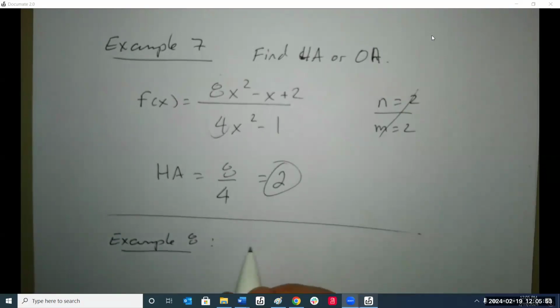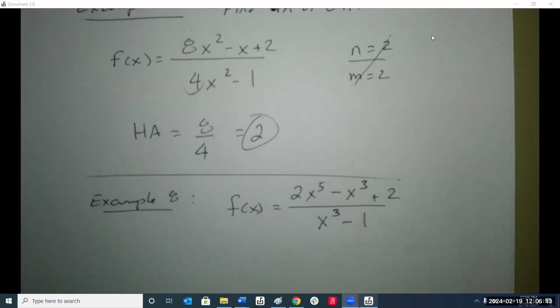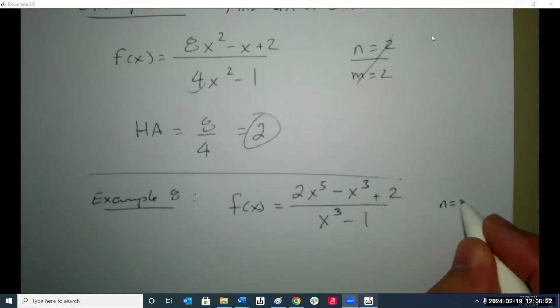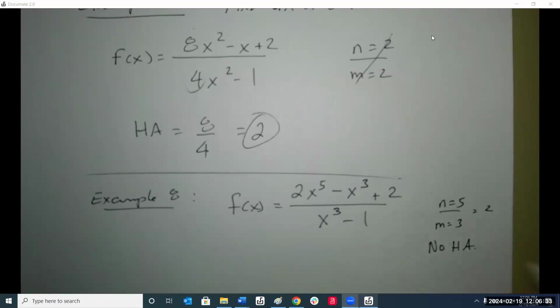Example 8. 2x to the 5th minus x cubed plus 2 over x cubed minus 1. So we have n equals 5, m equals 3, which leaves 2 more on top. So there's no horizontal asymptote.